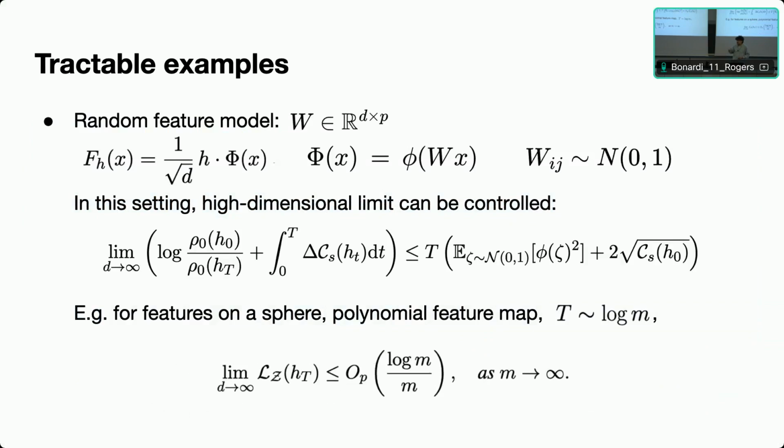So just for the sake of intuition, we look at some examples where you can actually compute these terms. So we look at the random feature model with Gaussian weights. And in this setting, you can show that as you send the number of features to infinity, you can bound this with something that's just O of t. And this, of course, means you have a trade-off with t between the training error and this generalization bound, which we show in this specific case with polynomial feature maps. You can get a bound with log m over m.